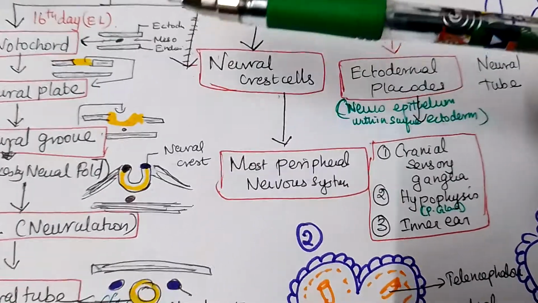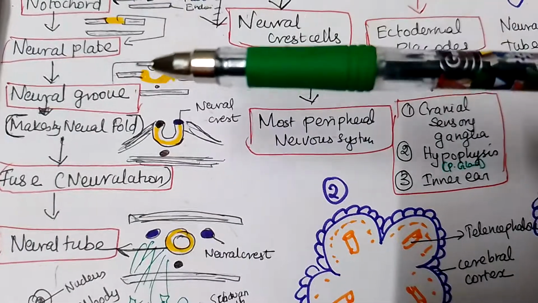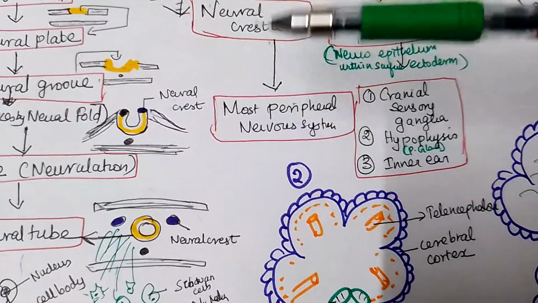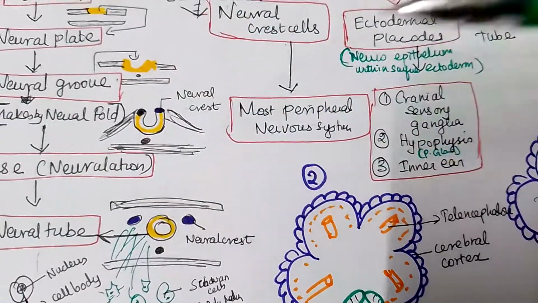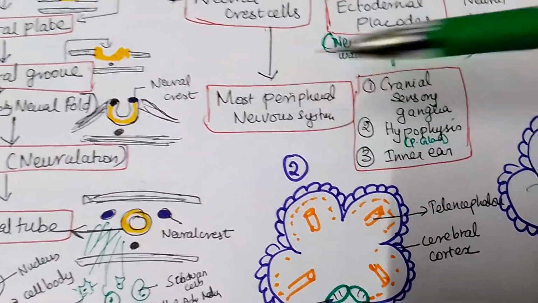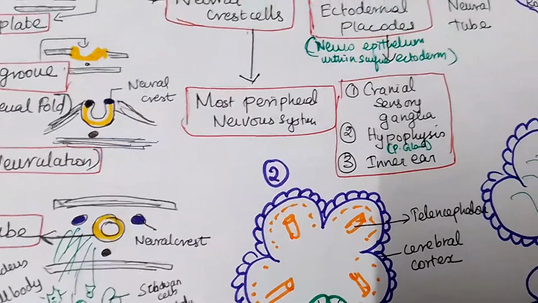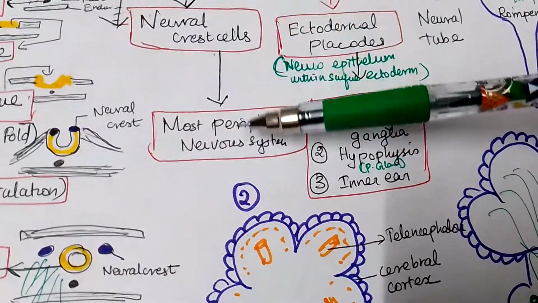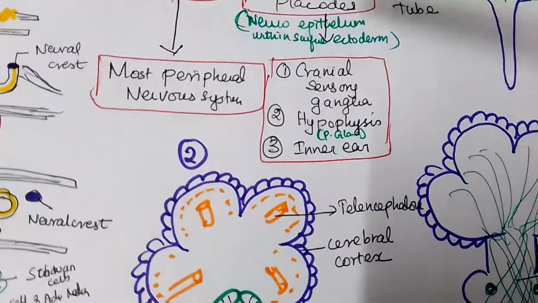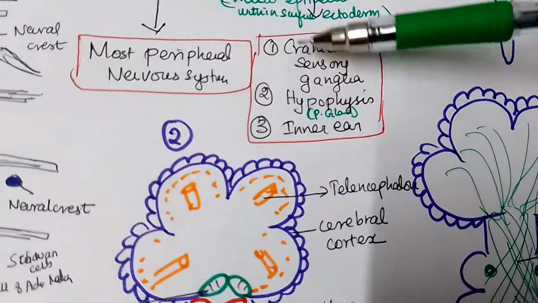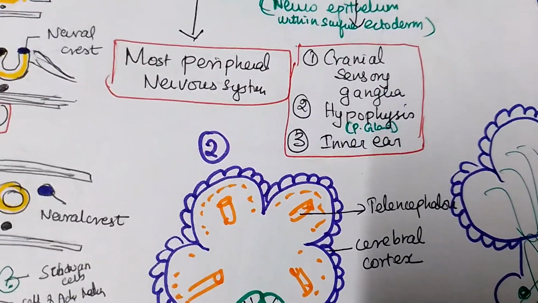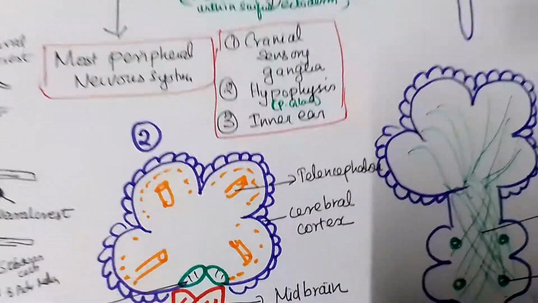From the ectoderm, the neural plate forms, and from the groove the neural tube and the crest cells are forming. So the neural tube forms the CNS, the central nervous system, first, and then the neural crest forms the peripheral nervous system, and the ectodermal plates form the hypophysis, the pituitary gland and other things. So many cells are forming some structures of the brain.